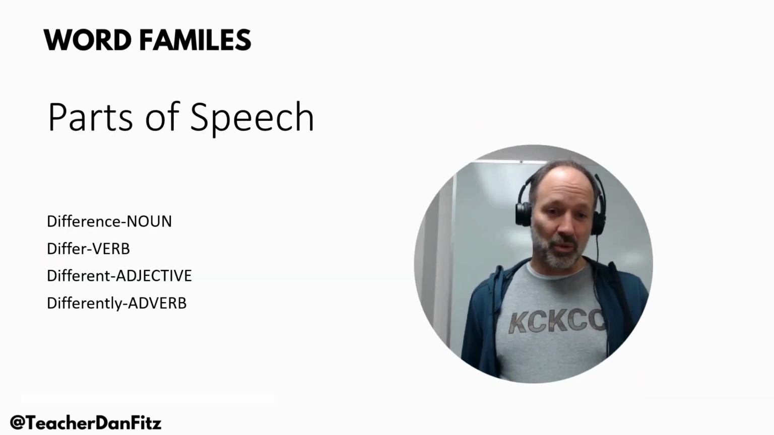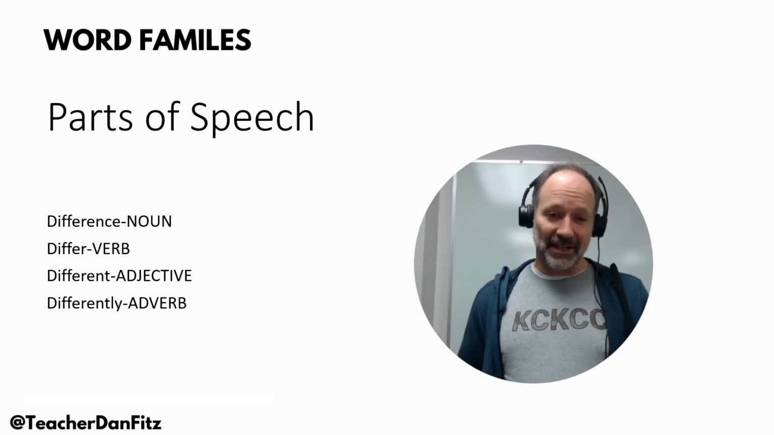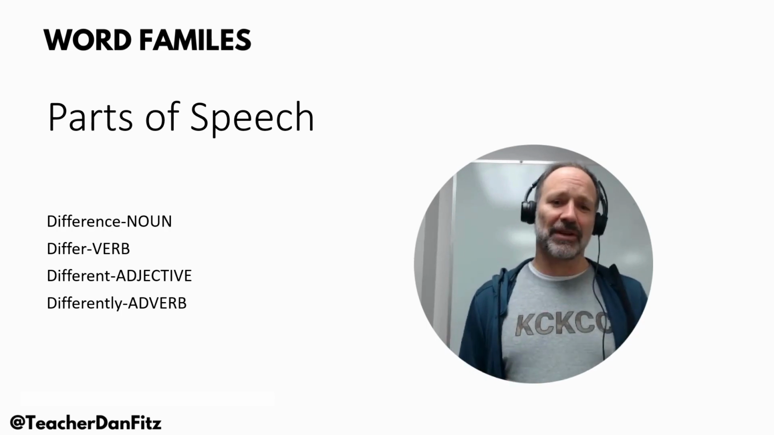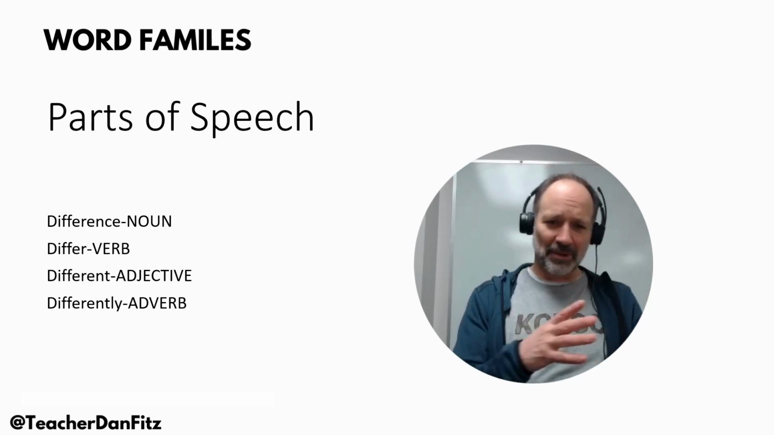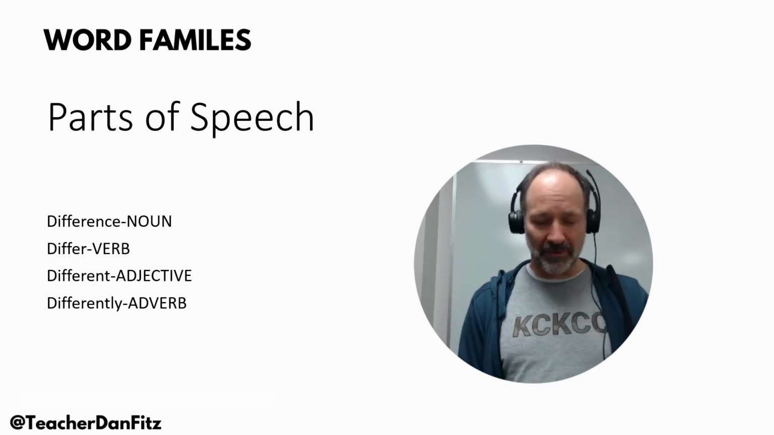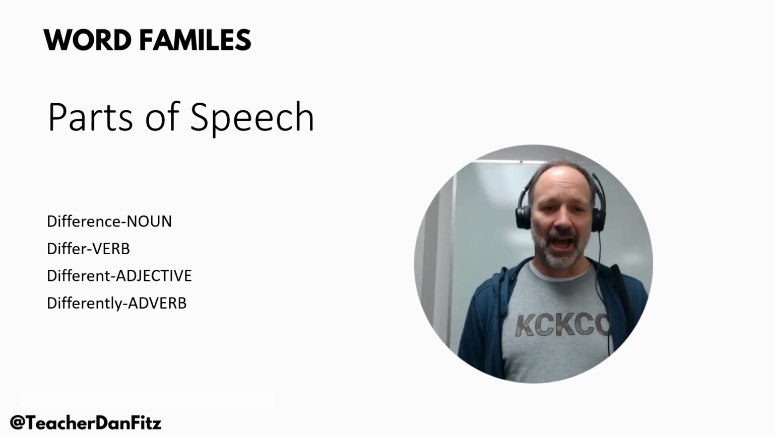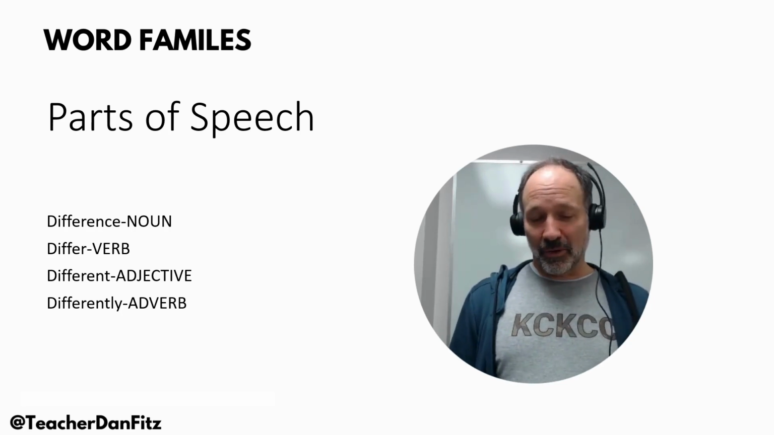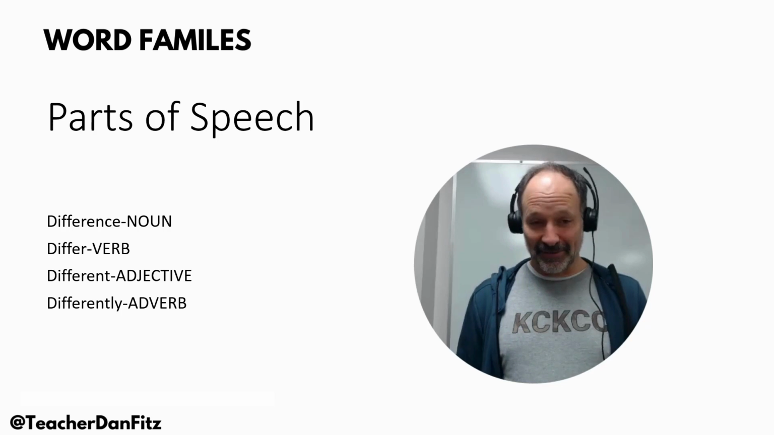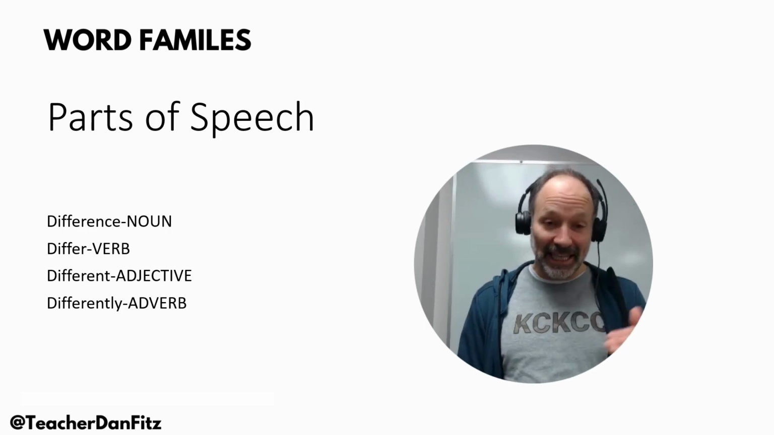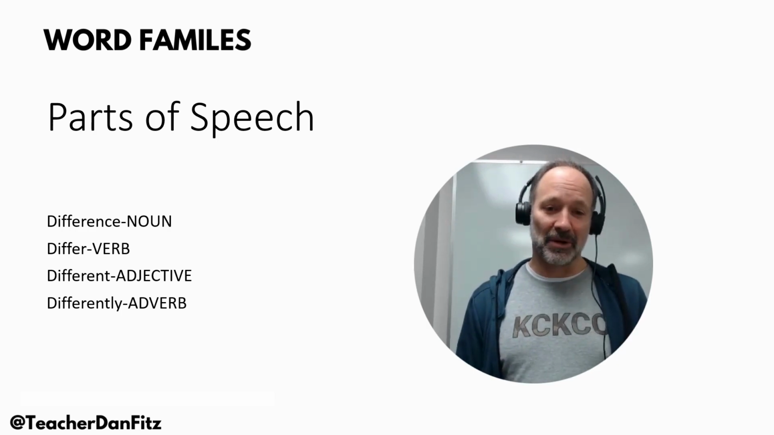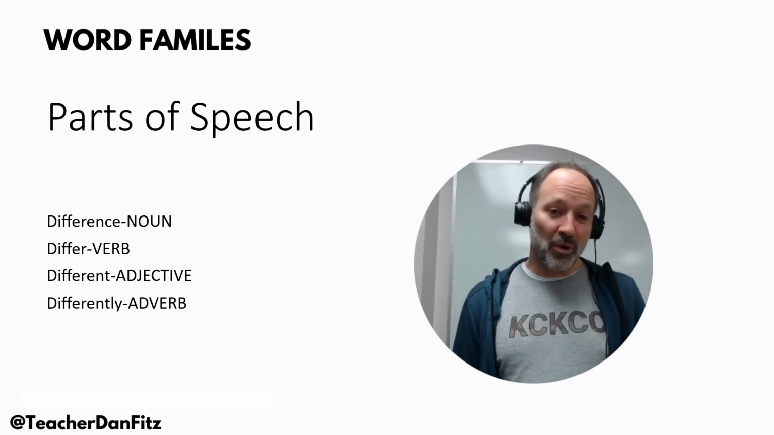All right, today we talked about word families and the different parts of speech in a word family and how to try to figure out which word to put in a sentence, or which form of the word to put in a sentence. We worked with the word difference, that's the noun form, differ, the verb form, different, the adjective form, and differently, the adverb form.